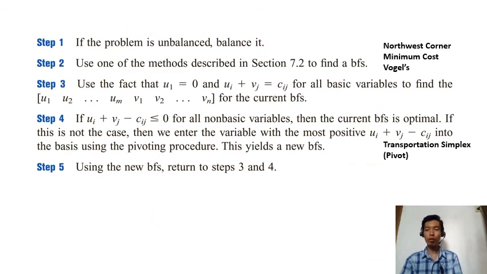Now, once you know which variable must become the entering variable, what you need to do is just perform the pivoting procedure that was explained in the previous video. So up to here, we have completed learning all the things that we need to know to perform all the steps in the transportation simplex. Starting from balancing the problem, finding the initial BFS, and then for all basic variables, we find the u's and the v's, and then for all non-basic variables, we check whether they are all less than or equal to 0 for a minimization problem. If yes, it is optimal. If not, we perform the pivoting procedure, and once we've done that, we go back to step 3. So that's all we need to know to perform the transportation simplex.